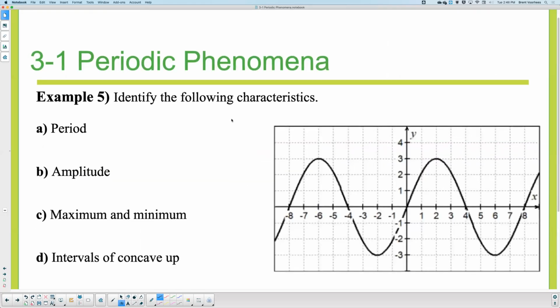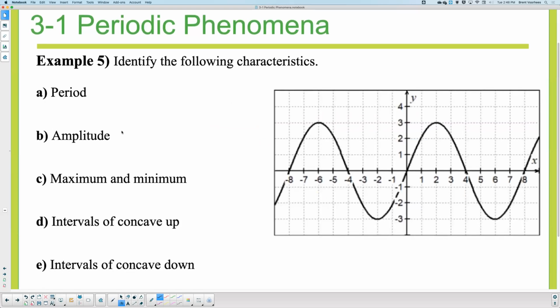All right. Example 5 here. Let's pick up some speed here. It says identify the following characteristics. The period. What's the period? I'm going to go from maximum to maximum. I think that's always the easiest. That would be 1 cycle. From there to there is 1 full cycle. How many units is it from -6 to +2? You do the maximum minus the minimum. 2 minus -6 becomes 8. Period is 8 units. Very good.